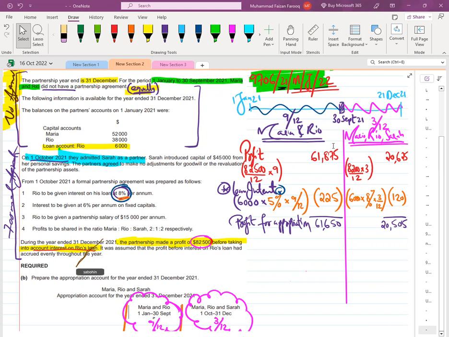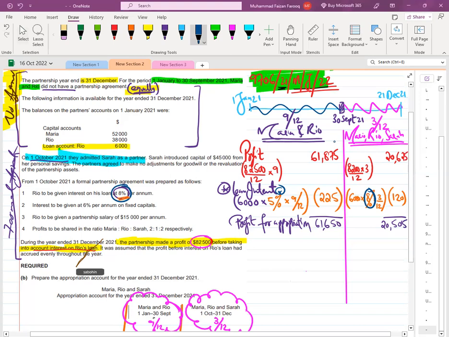And then you can see after 1st October, when Sarah became a partner and introduced capital, they made a formal agreement in which they defined the percentage of 8%. So once they made the agreement, from 1st October onwards, we are using 8%.